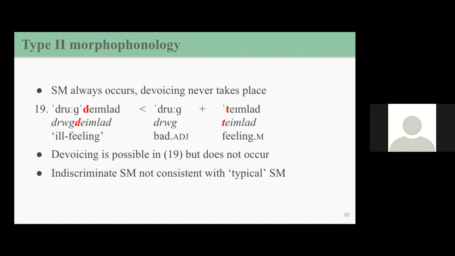Yes. And another key point with the difference between type 1 and type 2 is that in type 2, soft mutation will always occur if phonologically possible. So we have a voiceless stop followed by a voiced stop, and we get two voiced stops next to each other. So devoicing is totally possible here, but it does not happen. And we also see that this soft mutation is indiscriminate. By that, I mean it's not showing up in a place that you would typically expect soft mutation. Adjectives don't tend to cause soft mutation on the following word, and the head is masculine, so it shouldn't cause soft mutation anywhere. And it can't cause soft mutation on itself, even if it was feminine. So soft mutation is just happening across the board here.